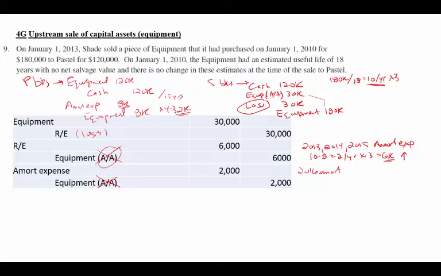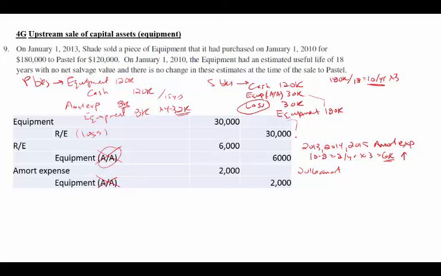Now we're going to deal with the deferred income tax implications. So for tax purposes, we have a net loss here, but we're eliminating that for accounting. So we're going to end up with a deferred income tax liability in this case. So let's deal with the previous years first, and then we'll deal with the current year.